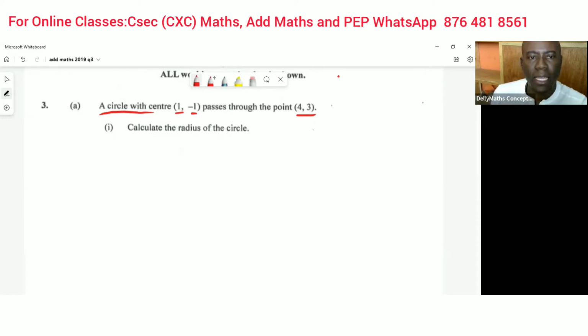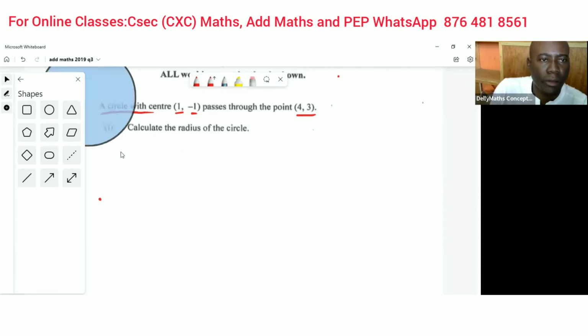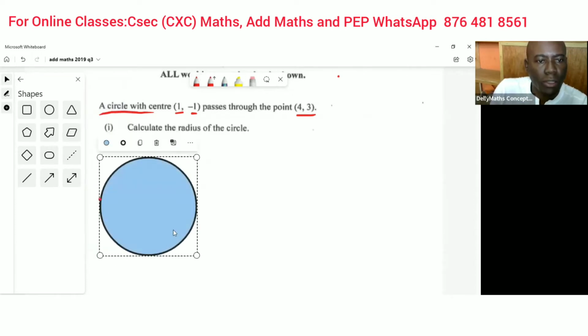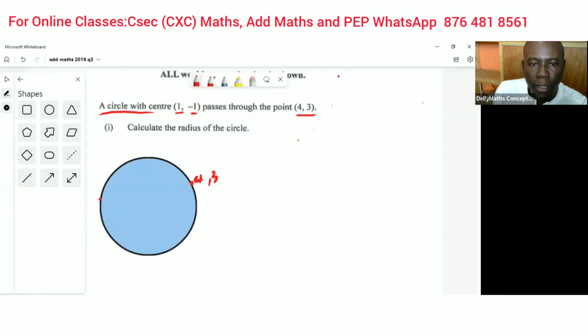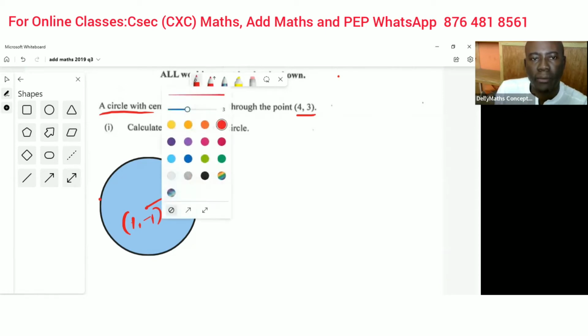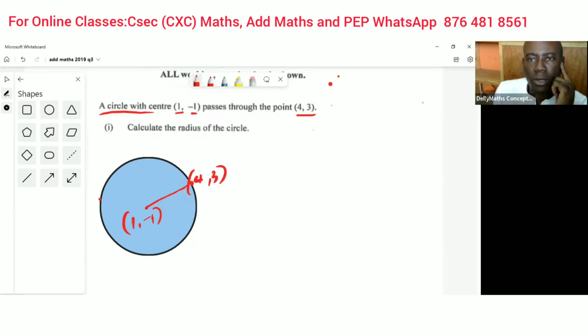All right, definitely, let us say we have a circle here. That is our circle, and it is said that this is the center. The center is 1, -1. We are now asked to find the radius here. Definitely the radius would be simply the length of this line from the center to where it passes to the point.